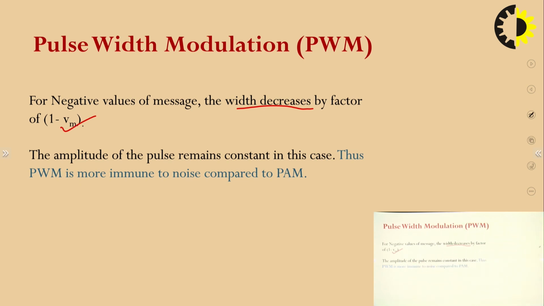Also note that in pulse width modulation, as the amplitude of the pulse remains constant, therefore PWM is more immune to noise as compared to PAM. This is the advantage of PWM, because the amplitude remains constant in this case, so the effect of noise is minimized.